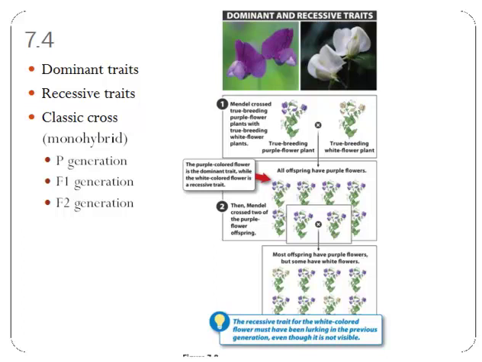And this is what it would look like in his experiment. So we can see we were crossing a couple of true breeding, purple and white flowers together. First generation we get all purple. We can self-fertilize or cross them. The next generation we get a couple of whites, and then mostly purple.